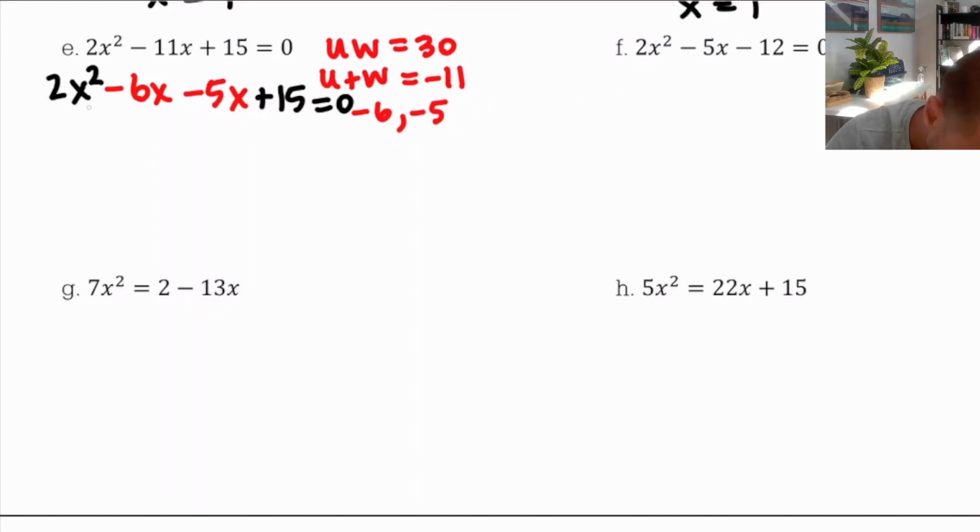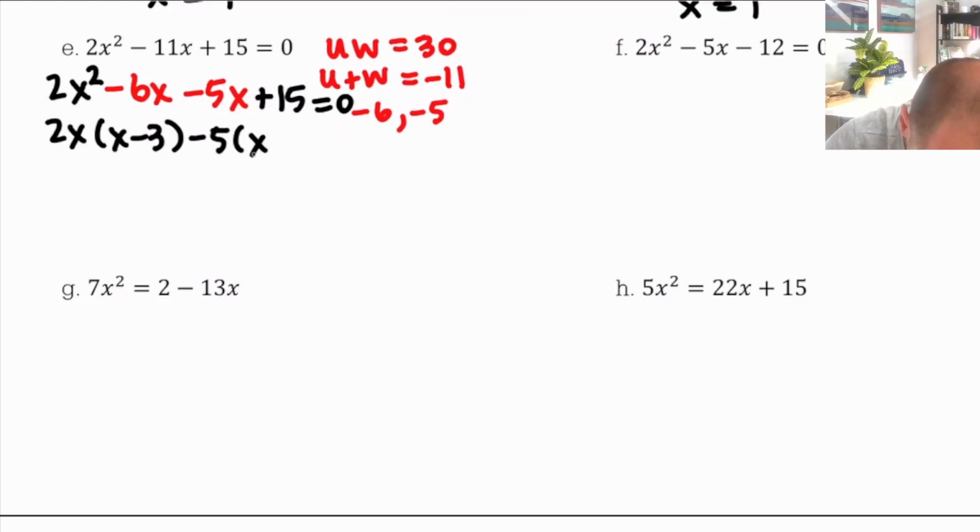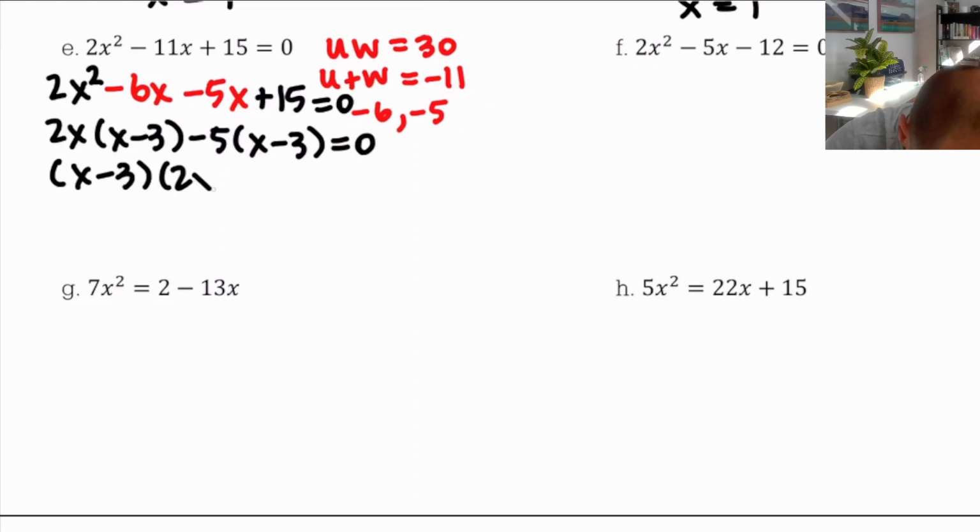But then I'm going to take the first 2 and say what's common, the 2x, and I'm left with x minus 3. And then the negative 5x plus 15, I'm trying to go for something that will give me x minus 3. So what I need to do is factor out a negative 5. Okay, so I'll have minus 5. Multiply that by x and by minus 3 to get positive 15. And then I can factor out the x minus 3, be left with a 2x minus 5.